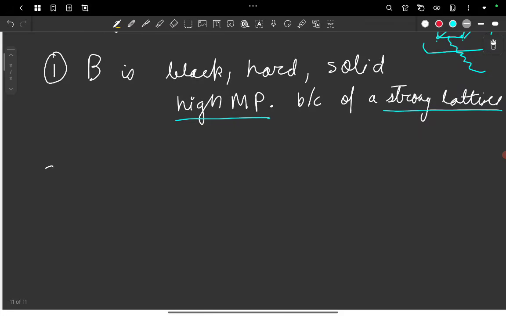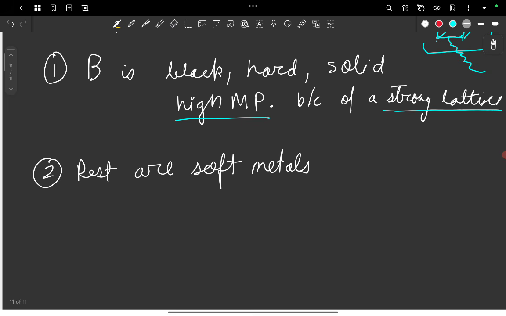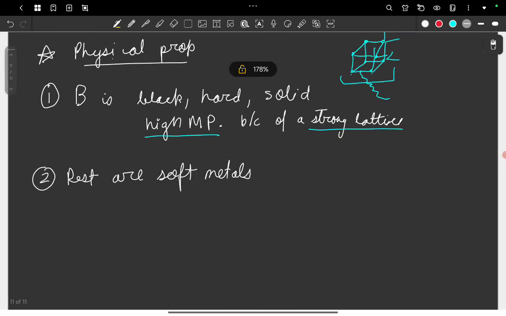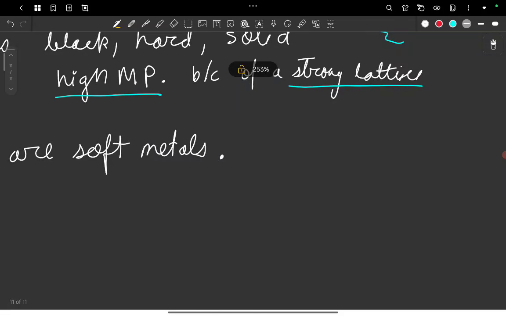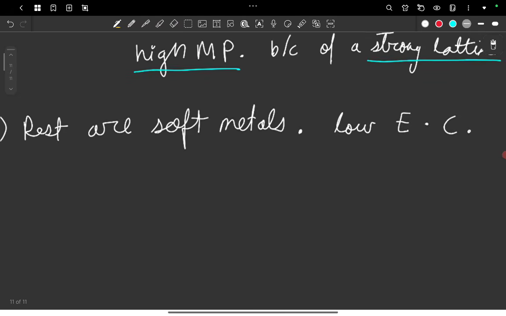But the rest of the elements are soft metals. You know the aluminium foil in which you take food to school, that is soft metal because aluminium is a soft metal. And they also have low electrical conductance, like they are not really good conductors.